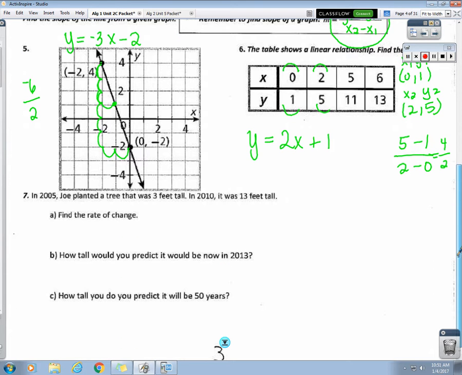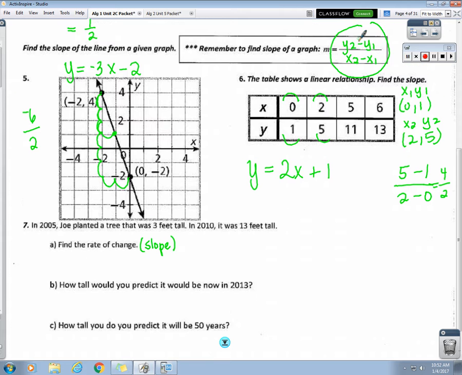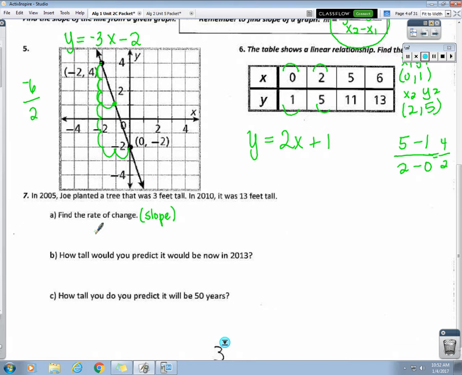Okay, number 7. In 2005, Joe planted a tree that was 3 feet tall. In 2010, it was 13 feet tall. Find the rate of change. Does anybody remember what rate of change is the same as? Slope. So all they're asking here is find the slope. So to find slope, don't you have to use the slope formula? So doesn't that mean we need an x1 and an x2 and a y1 and a y2?